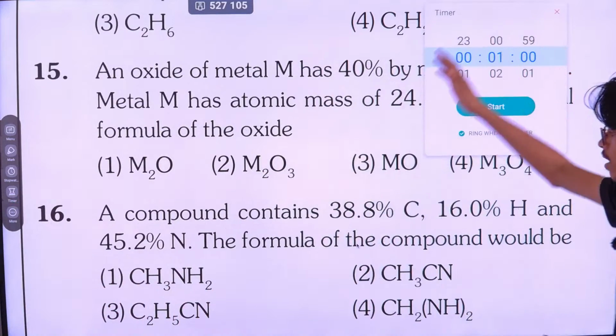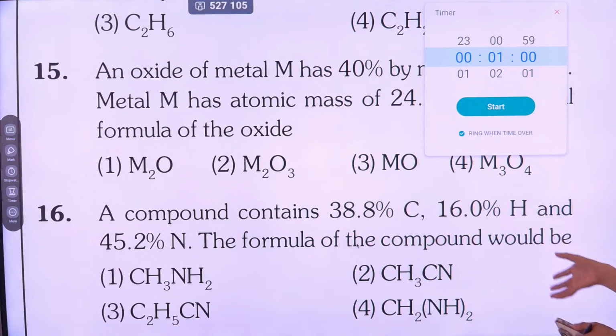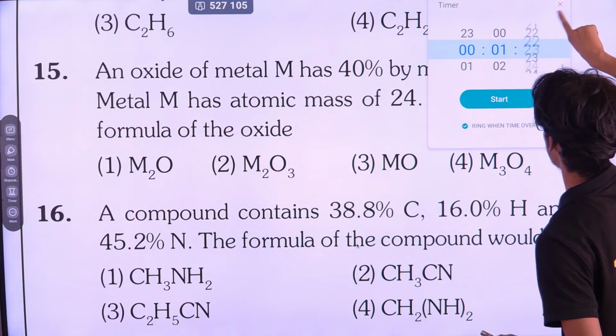Okay, let me read the problem. A compound contains this much of carbon, this much of hydrogen, this much of nitrogen. The formula of the compound would be. It's very simple, guys. Although it's lengthy, the problem is very simple, but it's lengthy.